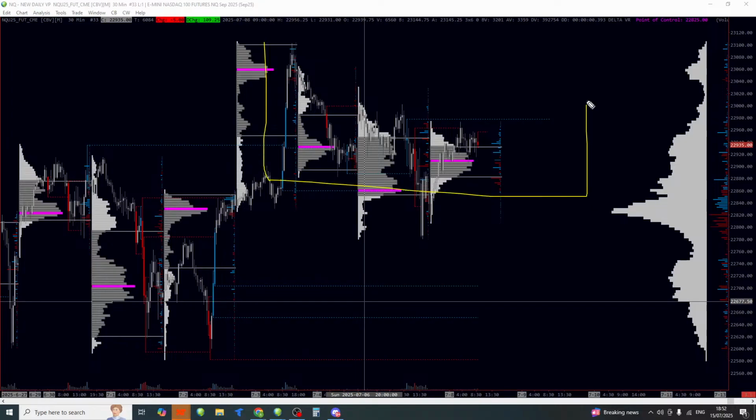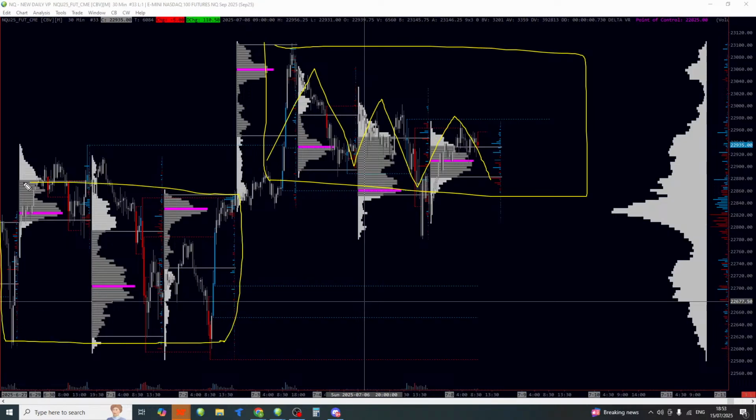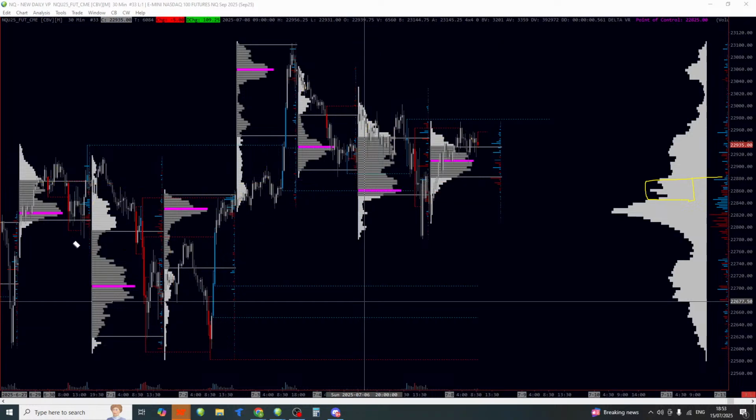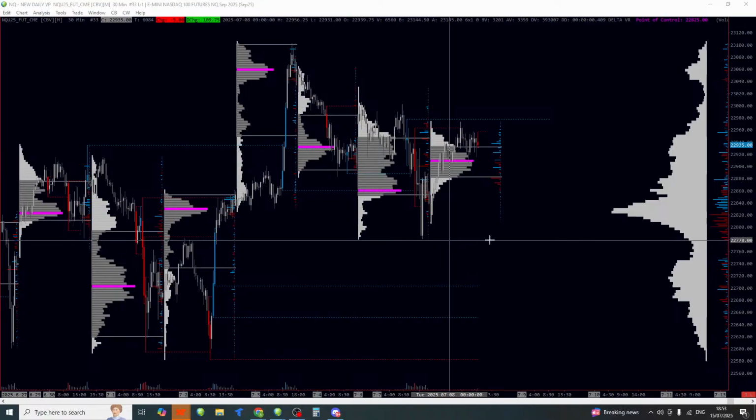So what you can see happen here, you've got two price ranges. You've got a range here where price is chopped in and out, and you've got another range here where price traded inside this range, right? And in between there, you have your low volume area, right, which is here, this area here, which acts as support and resistance, right? Now, what you can use this volume profile for is to understand what buyers and sellers want to do, right? So I'll just give you an example.